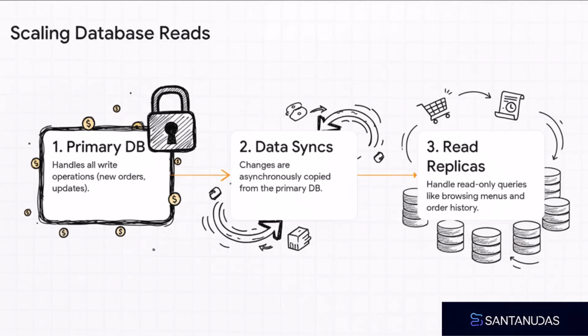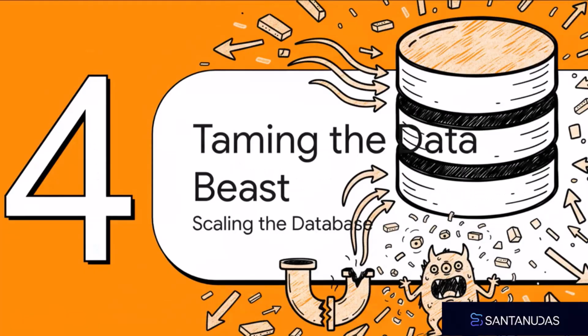And to take even more pressure off our main database, we introduced something called read replicas. Just think about it for a second. Most of what users do is just reading data, browsing menus, checking order history. So we create these copies of our database that only handle those read requests. This frees up the primary database to focus on its most critical job, writing new data, like when you actually place an order.